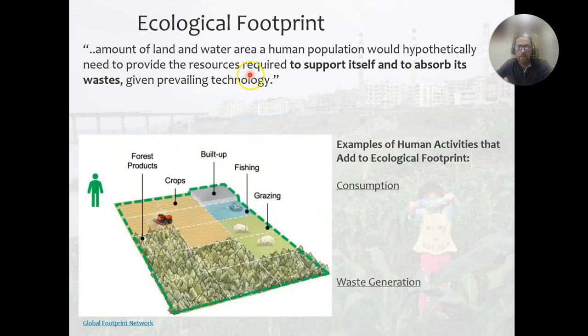So how much land and water area, like human population, so it's scalable, would hypothetically need to provide the resources required to support itself and absorb its waste given prevailing technology. Okay, so it's a specific area of land and water so you can do this at any scale. From an individual, you can calculate your own ecological footprint, to a community, to a state, to a nation, to the world. Okay, and so how much would that population need to effectively provide all of the resources that it needs and absorb all of its waste?